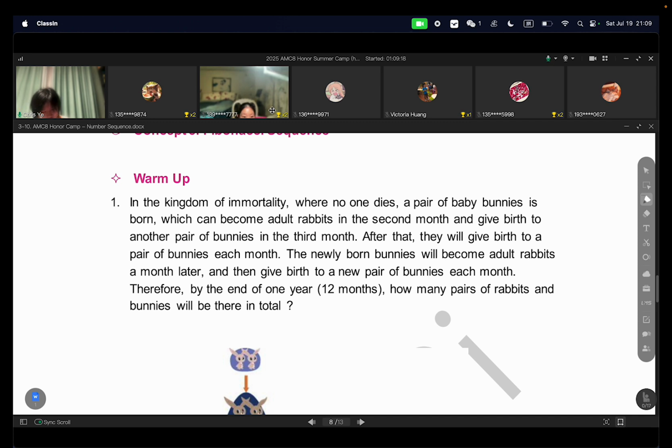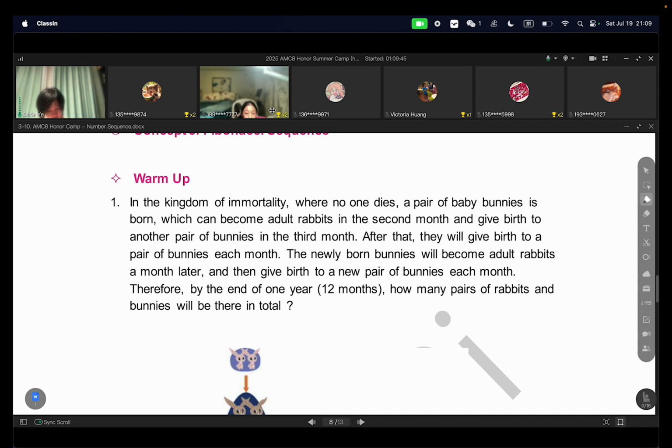So in the kingdom of immortality, where no one dies, a pair of baby bunnies is born, which can become adult rabbits in the second month and give birth to another pair of bunnies in the third month. After that, they will give birth to a pair of bunnies each month. The newly born bunnies will become adult rabbits a month later and then give birth to a new pair of bunnies each month. By the end of 1 year, which is 12 months, how many pairs of rabbits and bunnies will there be in total?